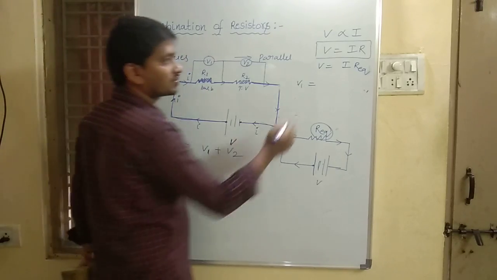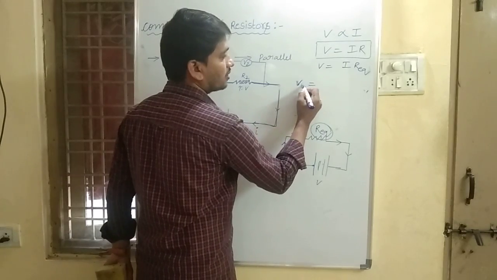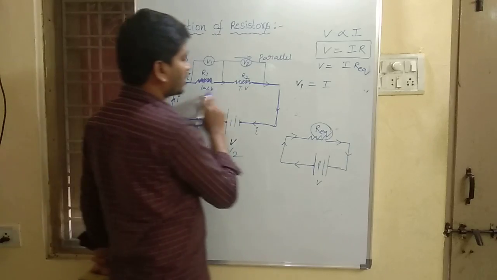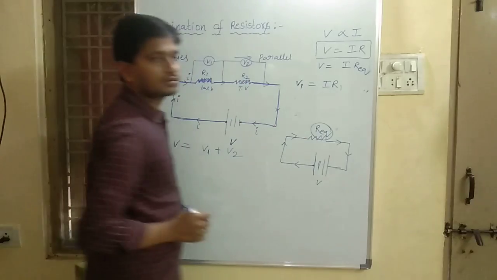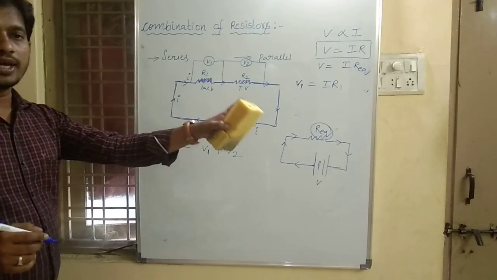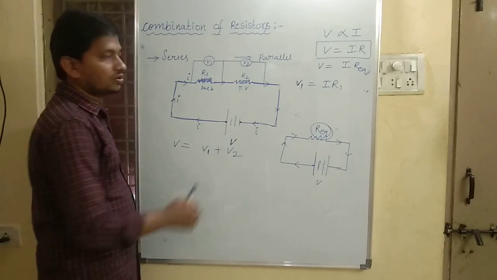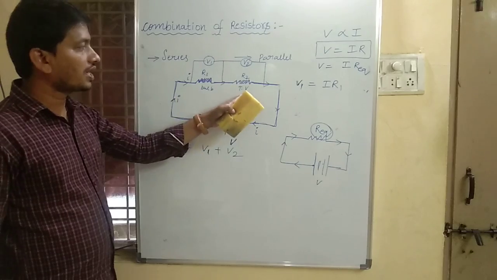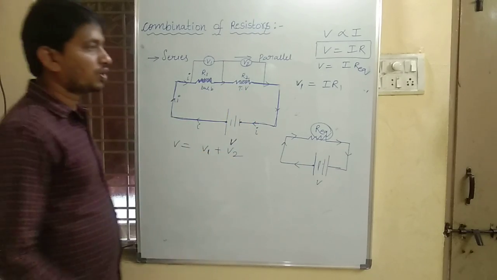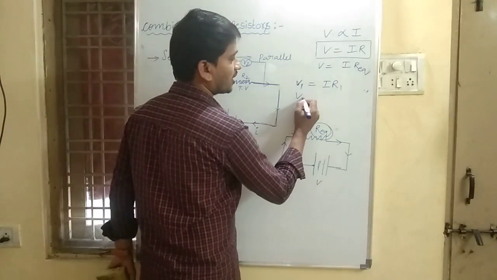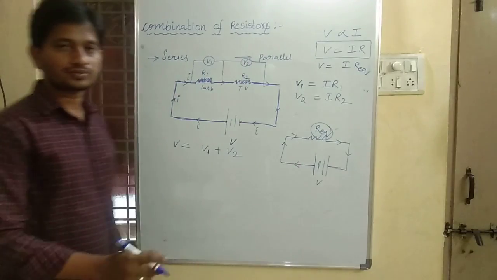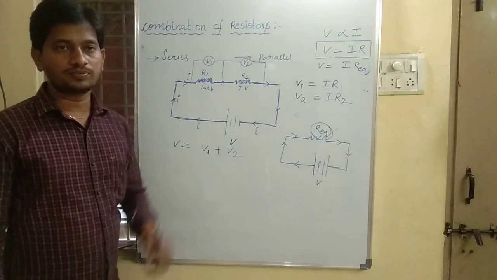V1 is the potential difference across resistor R1. Current is the same, I. And the resistance is R1. So V1 equal to I R1. Now coming to the second resistor. What is the potential difference across resistor R2? V2 equal to I R2.